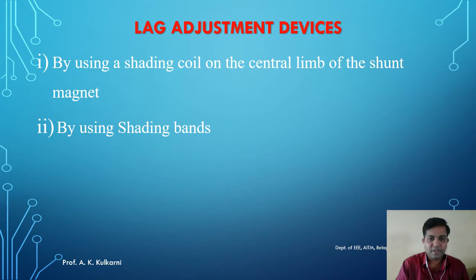There are two types of devices we are going to see. One is with the help of a shading coil on the central limb of the shunt magnet, and another one is with the help of shading bands. With the help of these shading coils and shading bands, we can adjust the errors which occur in the dynamometer type of wattmeter. One by one we are going to study these lag adjustment devices in detail. We'll start with the shading coil on the central limb of the shunt magnet.